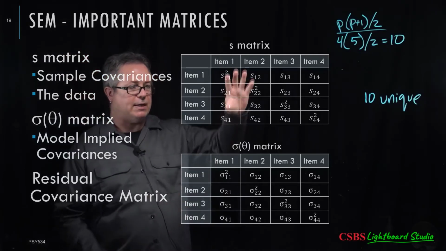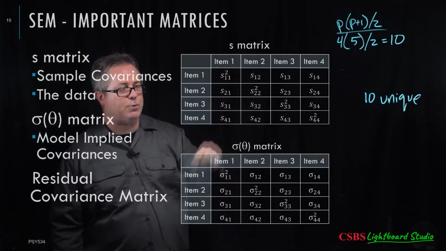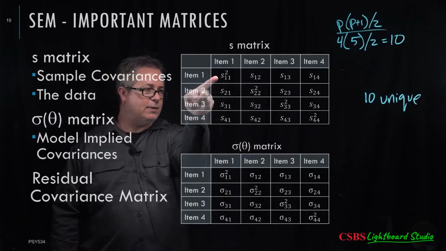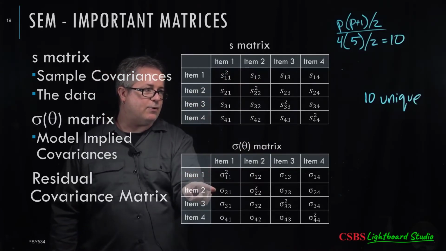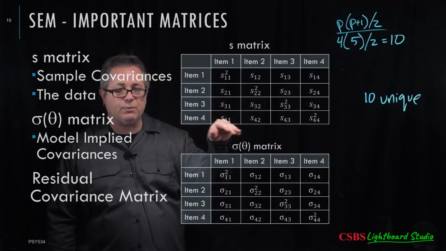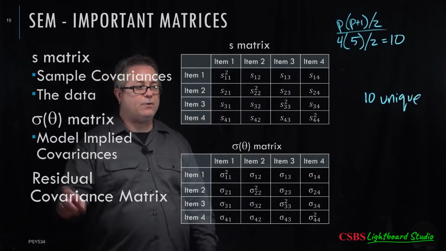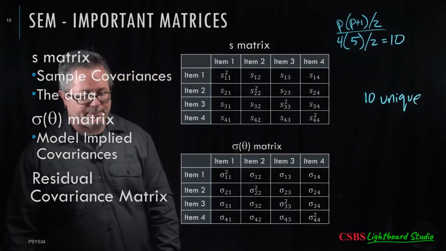We can actually take and subtract these two matrices component by component. I can take the variance here and subtract these variances because they're the same. This covariance and that covariance, right? I can actually do it component by component. And what I'm going to get is called a residual covariance matrix. I'm going to get the differences.